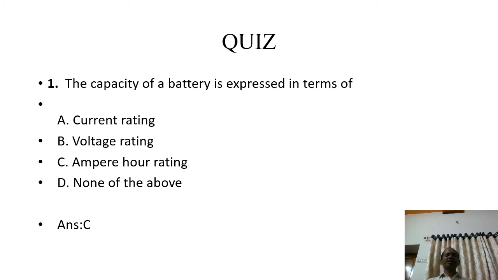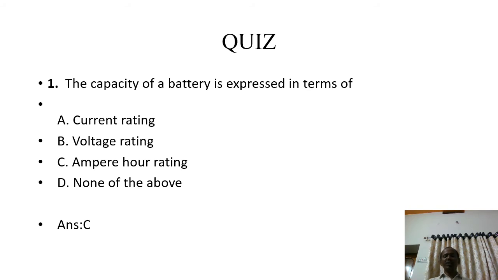Generally, we are discussing the efficiency of the battery and the capacity of the battery, that is, current in amperes and time in hours. Their product is called ampere hour. That is called the capacity of the battery.